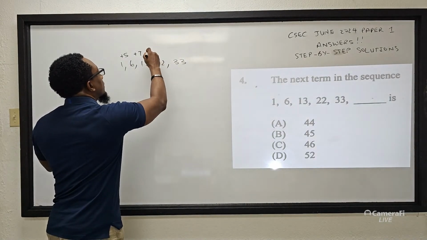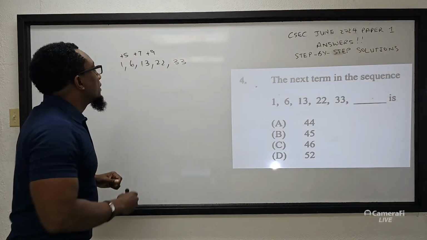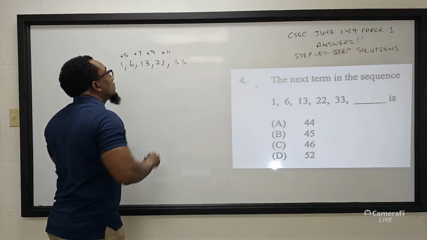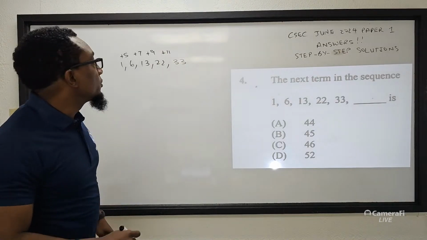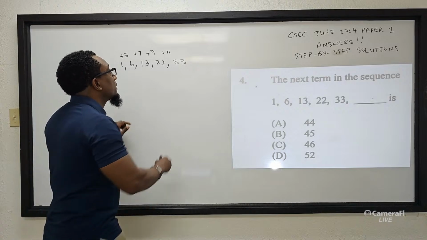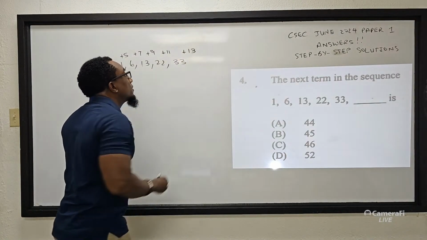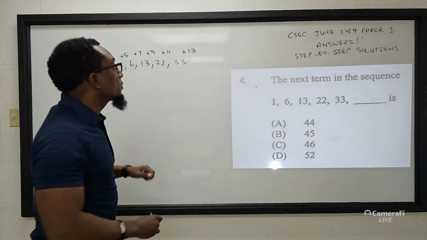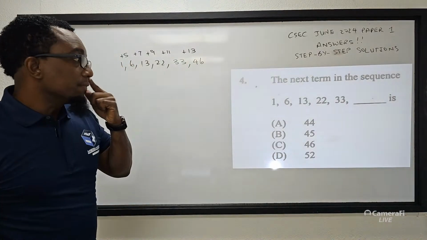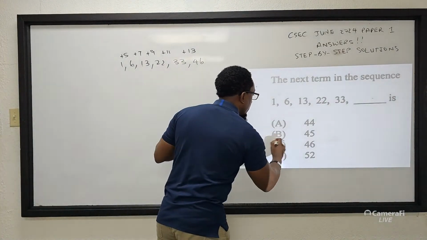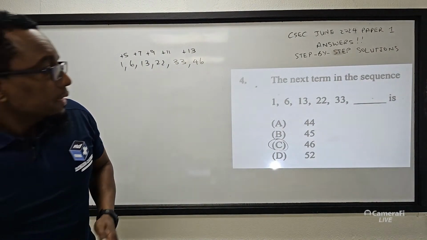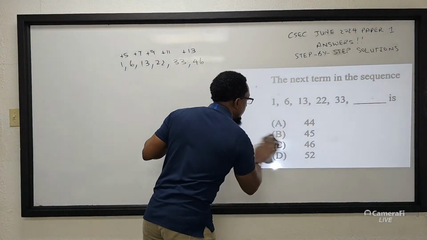13 plus 9 will give us 22. We know 22 plus 11 will give us 33. We look at the differences 5, 7, 9, 11, so we expect the next to be 13. So 13 plus 33 will give us 46. So we expect the answer for question 4 to be C. So question 4, C. Let's look at question 5.